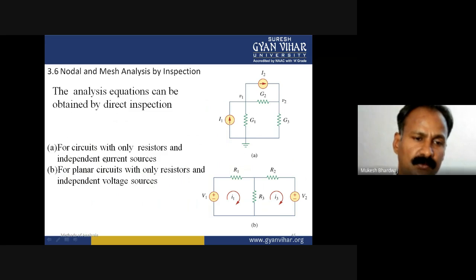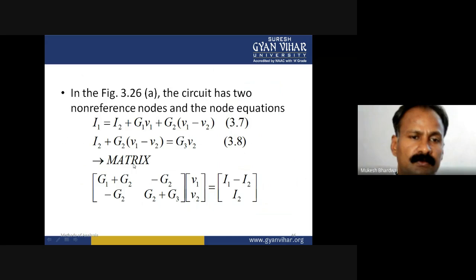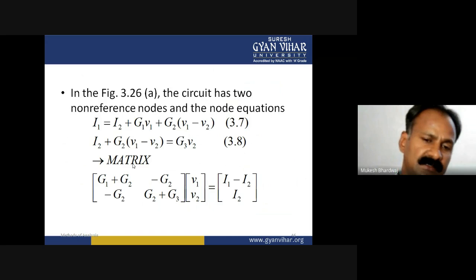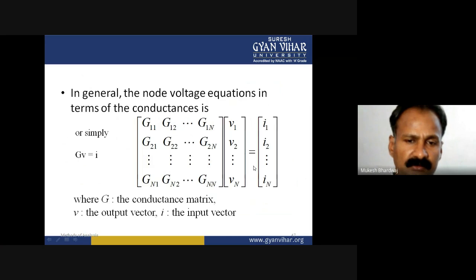For circuits with only resistors and independent current sources, and for planar circuits with only resistors and independent voltage sources. So the circuit has two non-reference nodes and the node equations can be written as, we just represent them in the matrix form, get the solution.